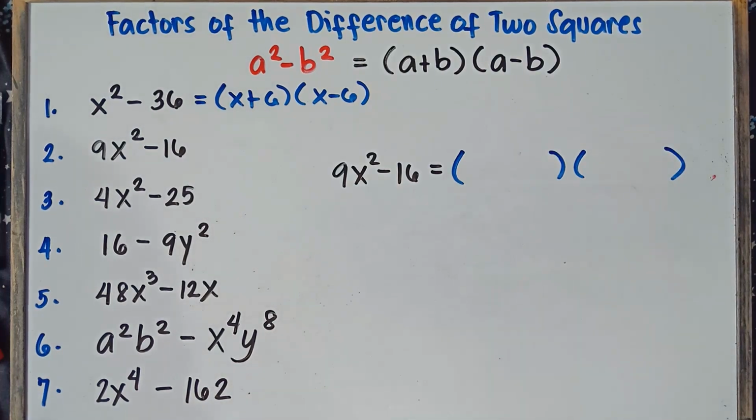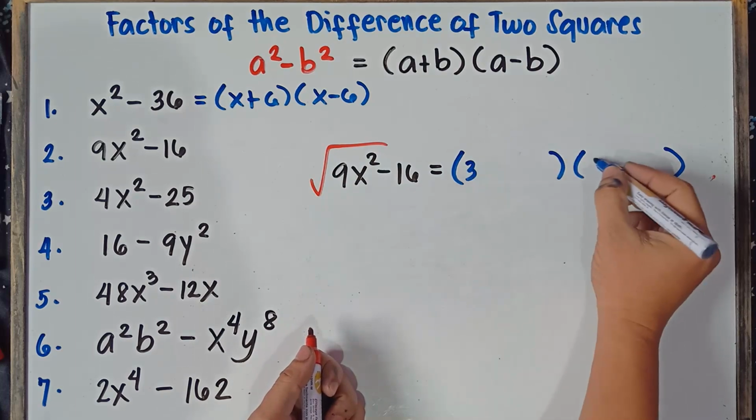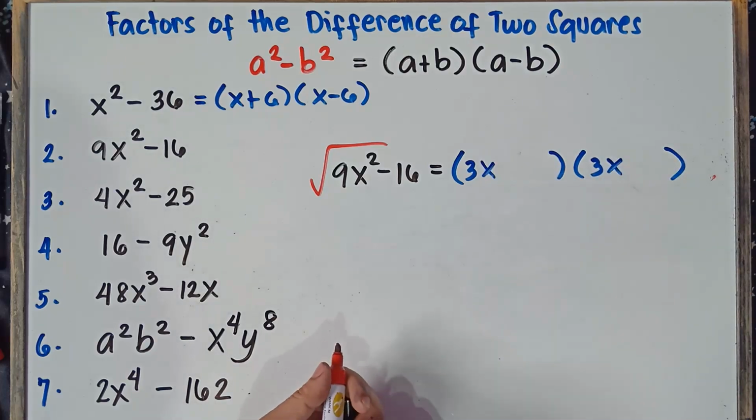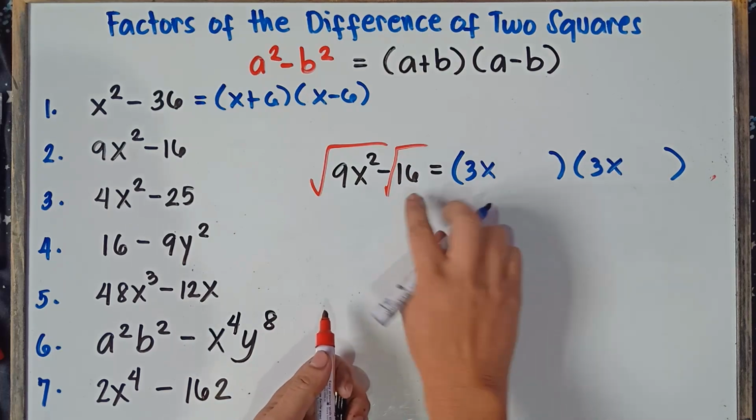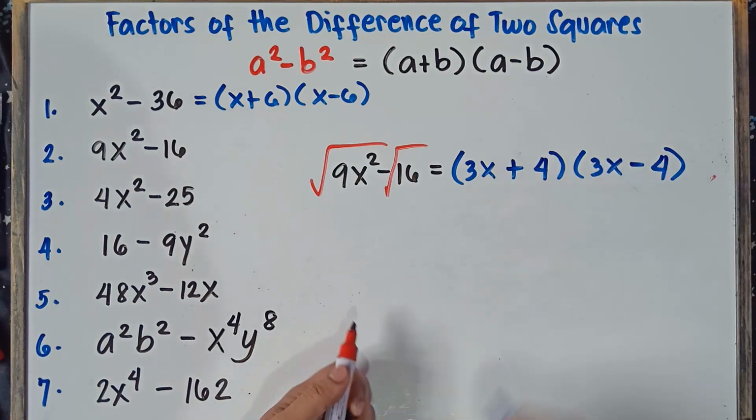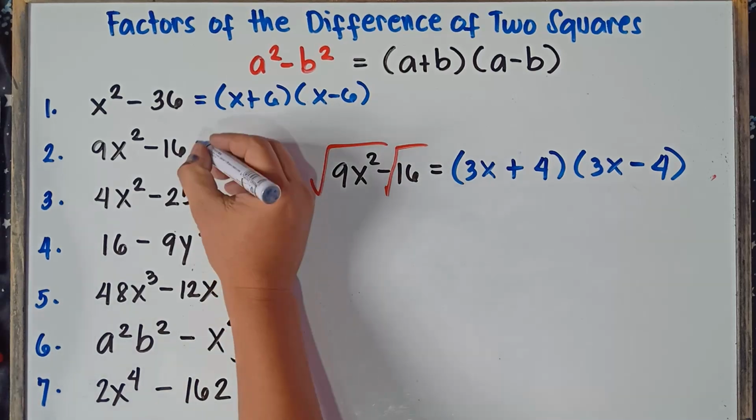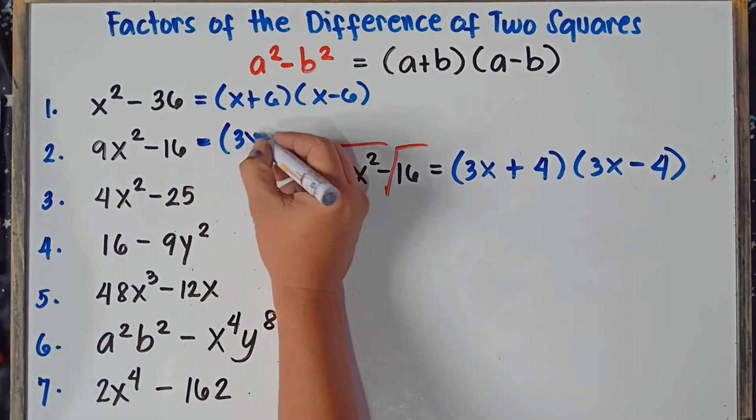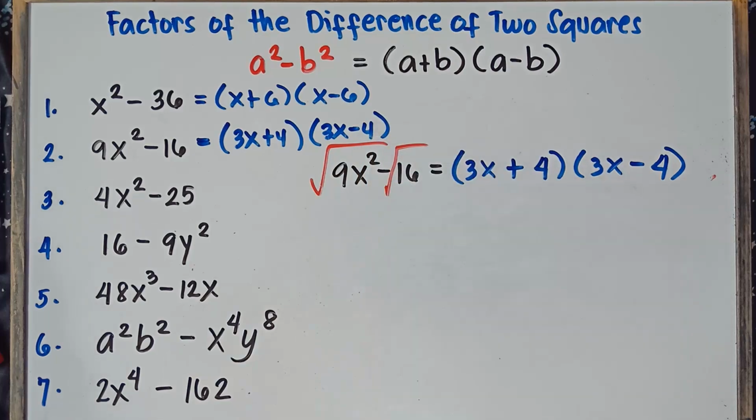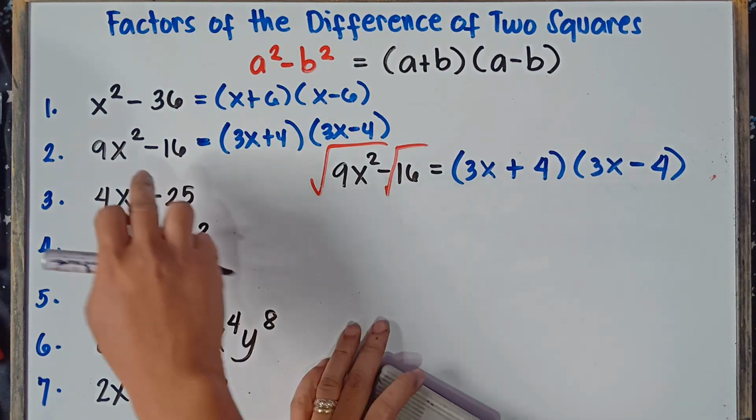Alright, and then get the square root of the first term, the square root of 9x squared. So the square root of 9, that would be 3, so put two 3's. And then the square root of x squared, that would be x. Alright, and then get the square root of the second term, the square root of 16, that would be 4, so put two 4's, and then plus minus sign. That's it, class. That's the answer with regards to example number 2. Very easy, right? So our answer, we have 3x plus 4, the other one, we have 3x minus 4. So once again, class, even if you apply the FOIL method, you will get this answer.